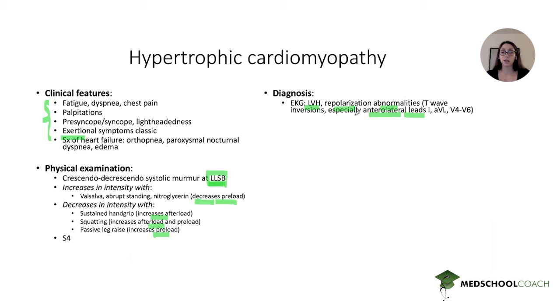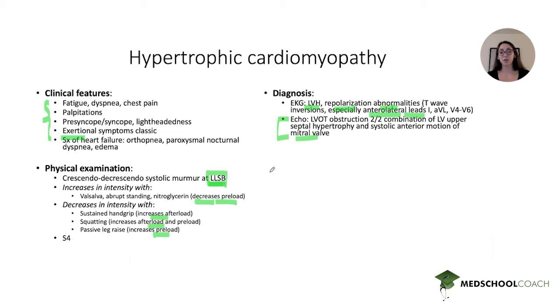On echo, you're classically going to see left ventricle outflow tract obstruction, and again, this is due to the asymmetric septal hypertrophy and the systolic anterior motion of the mitral valve. And these are buzzwords for both either echo findings or pathophysiology that you should be familiar with and that you should be able to pick up on.